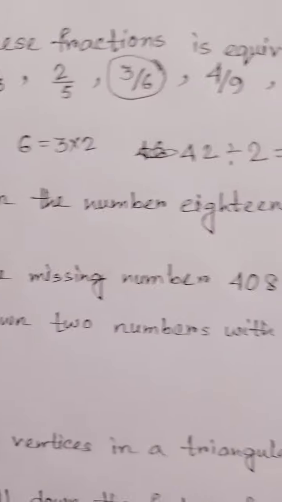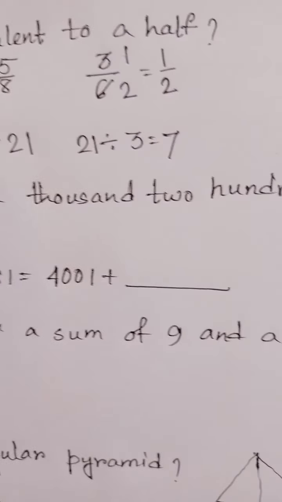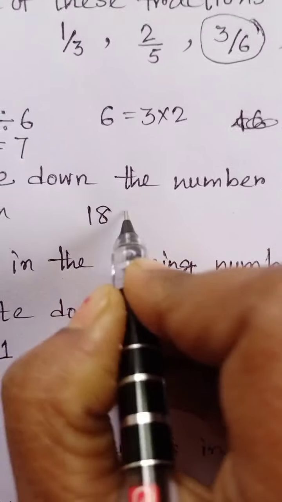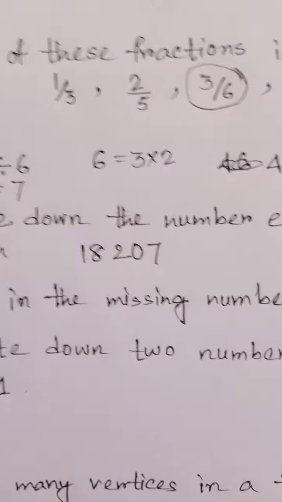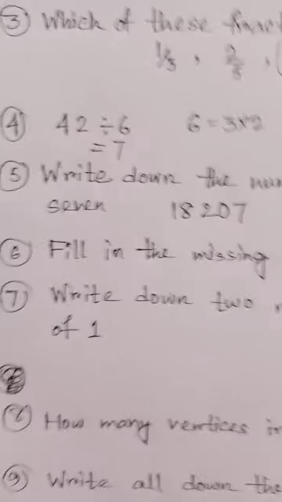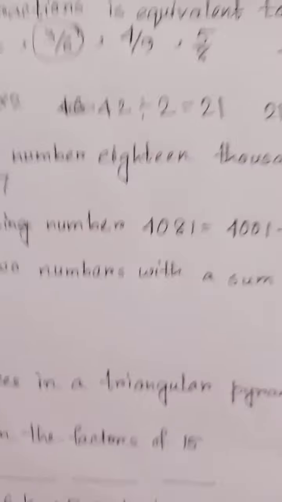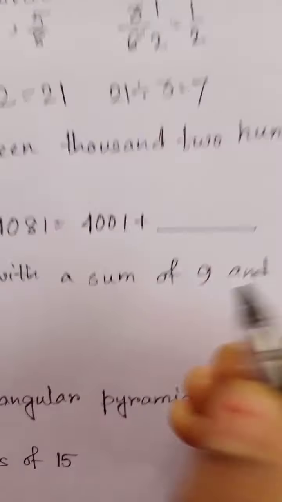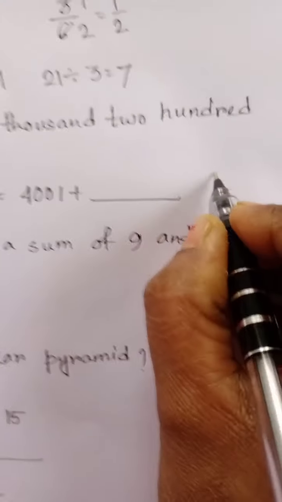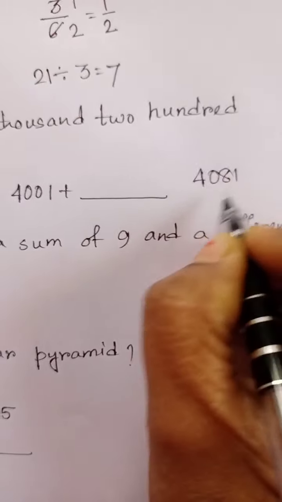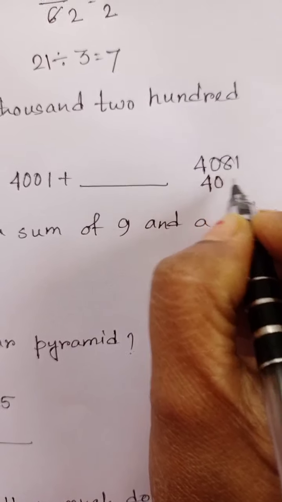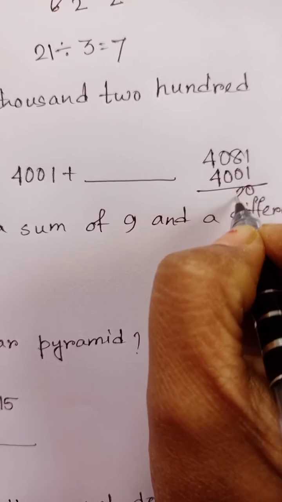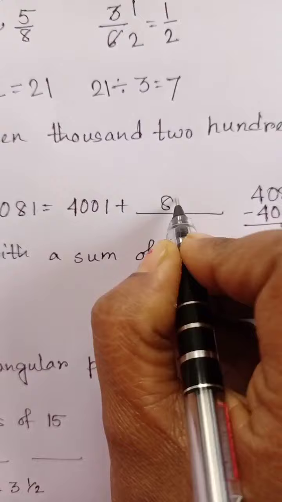Number 5, write down the number 18,207. Okay. Number 6, fill in the missing numbers. 4081 is equal to 4001 plus dash. So here we have to subtract 4081 minus 4001. So here 0 and here 8. So 80 is the answer.